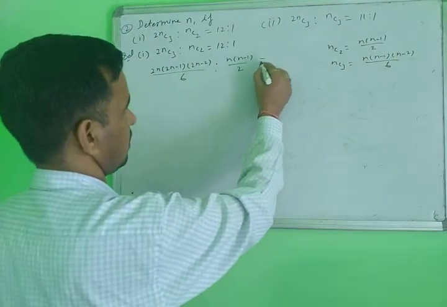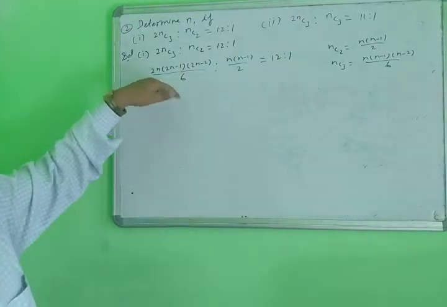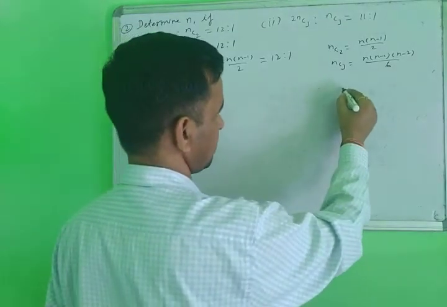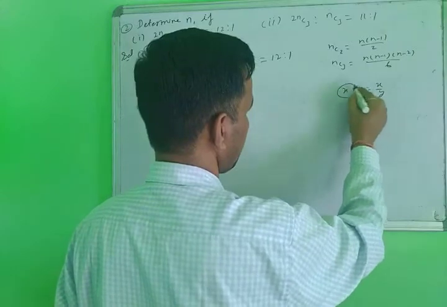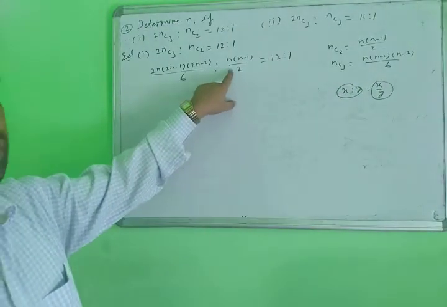Here write equal 12:1. After that you will convert this question. Suppose you write any question with x ratio y, that means x upon y. So this ratio form you can convert into the division form.